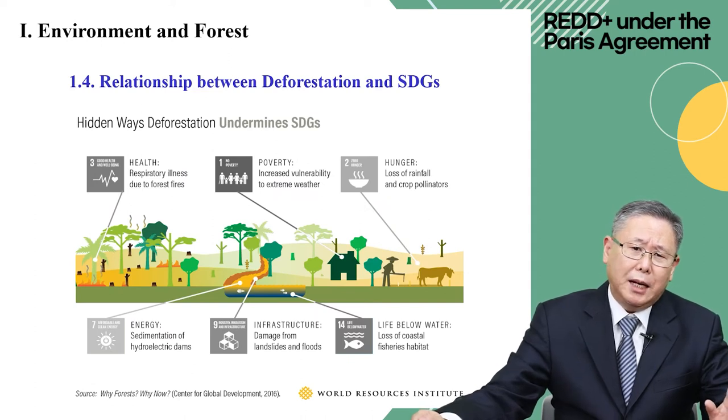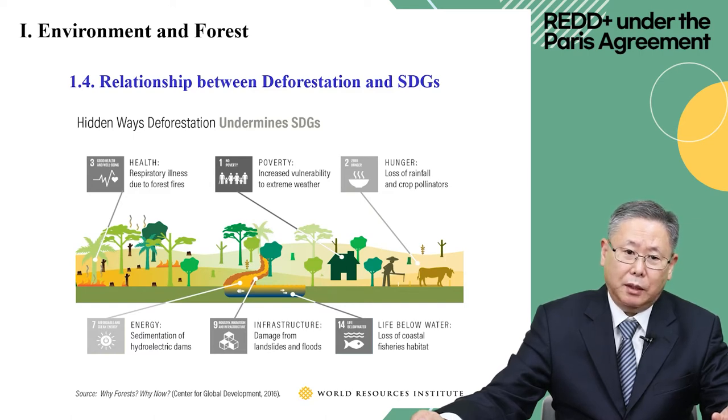So what about the relationship between deforestation and SDGs, and why did I emphasize forest here? Hidden ways deforestation undermines SDG. When forests are destroyed, we face many problems: health, poverty, hunger, energy, infrastructure, and life below water and on the earth.